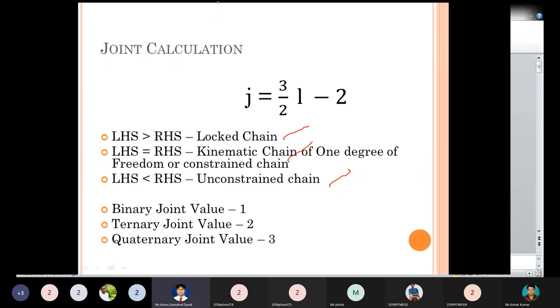Have you had it in hand and seen it? What will happen if it interlocks? If the chain interlocks itself, what will happen? It will become very hard. It will not be able to transmit any kind of motion. Okay, that is a locked chain.